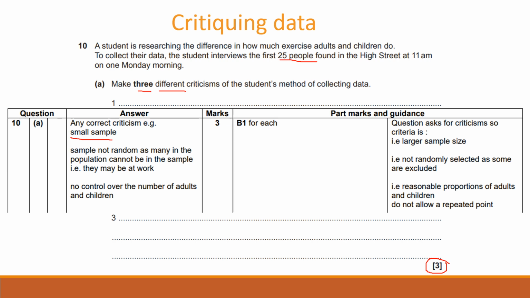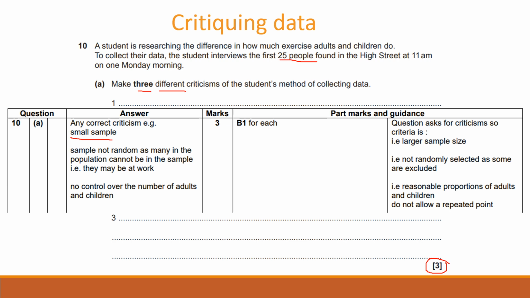And the last point is that there's no control over the number of adults and children that you're asking. So when you're looking at the exercise adults and children do, you want to know how many adults there are and how many children are doing it, so you can compare the adults to the children, rather than you might be asking all adults, you might be asking all children. So you need to make sure it's fair.